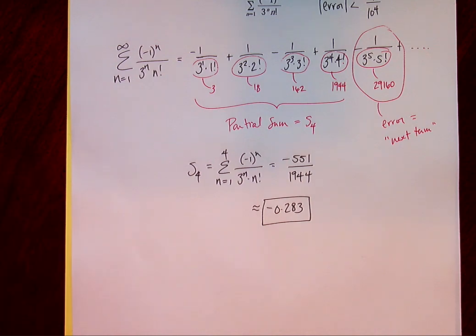Not that I showed 4 decimal places, but that brings us to the end of the videos on alternating series. I hope that that was clear.